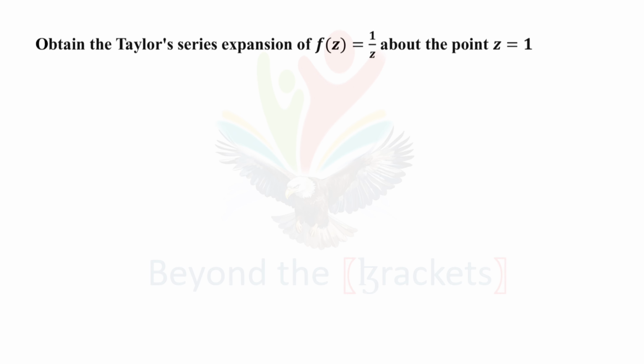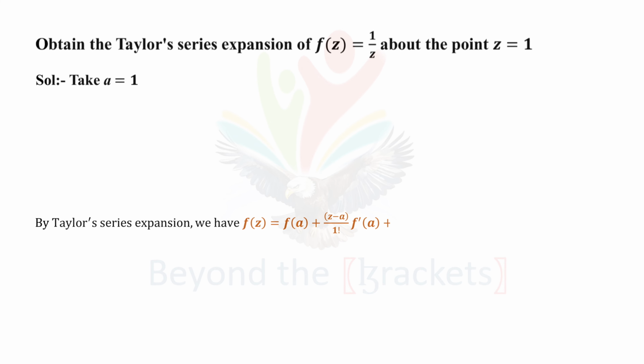Obtain the Taylor series expansion of f of z equal to 1 by z about the point z equal to 1. Since the expansion is about the point z equal to 1, we take a equal to 1. By Taylor series expansion, we have f of z given by this expression. We first compute the required derivatives and then substitute them into the expansion. Here f of z is given as 1 by z. So f of a for a equal to 1 will be 1.